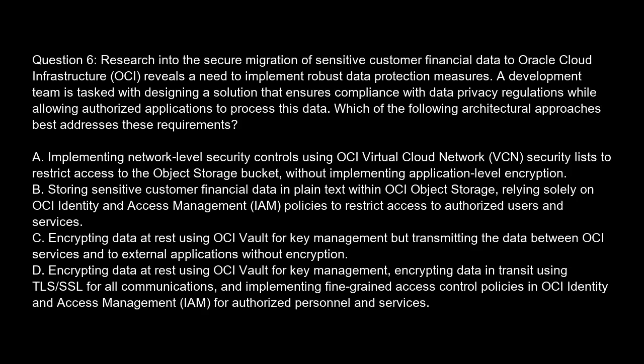Option C. Encrypting data at rest using OCI Vault for key management, but transmitting the data between OCI services and to external applications without encryption. Option D. Encrypting data at rest using OCI Vault for key management, encrypting data in transit using TLS/SSL for all communications, and implementing fine-grained access control policies in OCI Identity and Access Management, IAM, for authorized personnel and services.